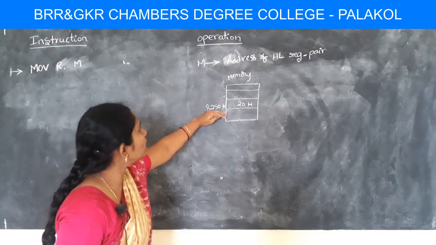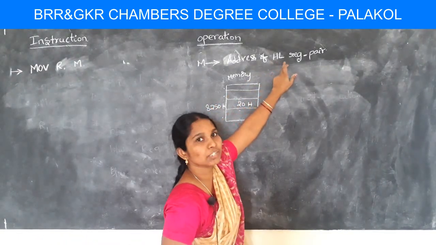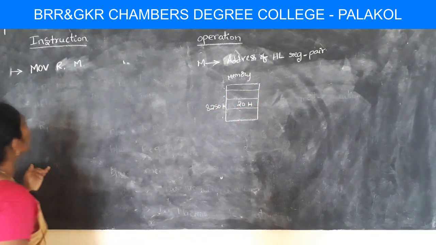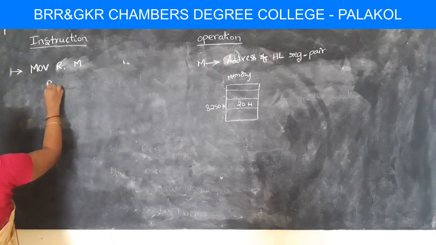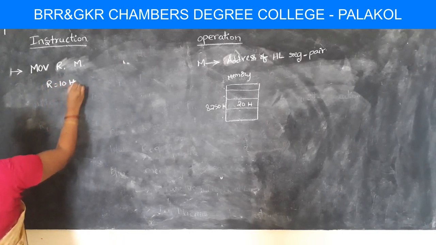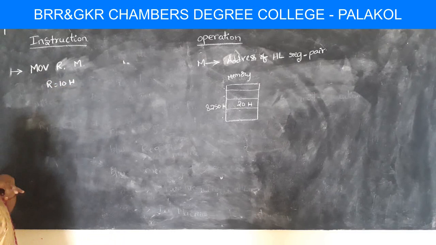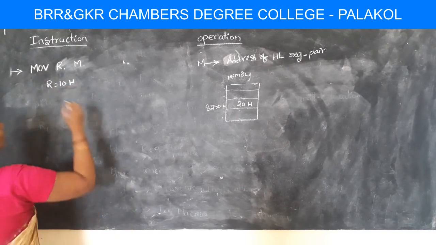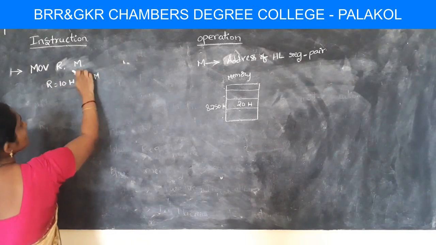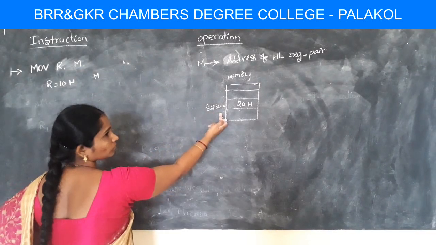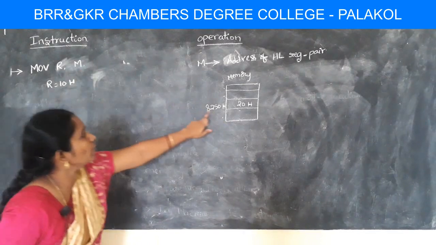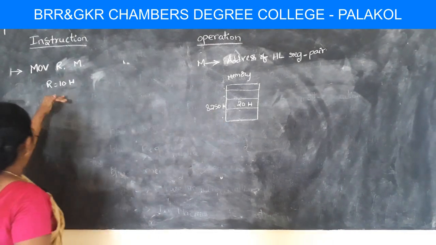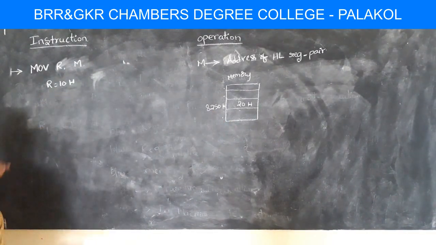Here the M indicates the address of this memory location, that means the address in the HL register pair. Therefore, after the execution of this instruction, what will be happening here? Initially R is equal to 10H. These numbers are assumed. And M is nothing but the address. M shows the address of this memory location.